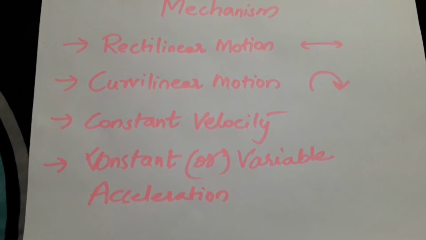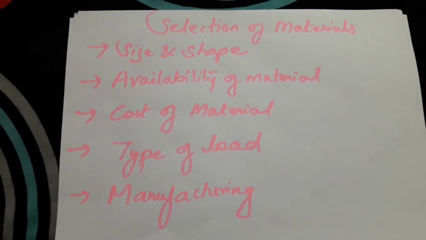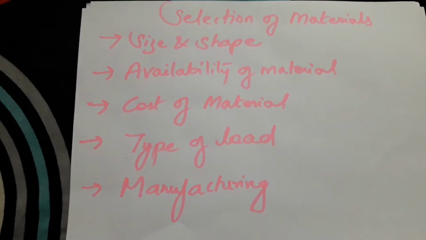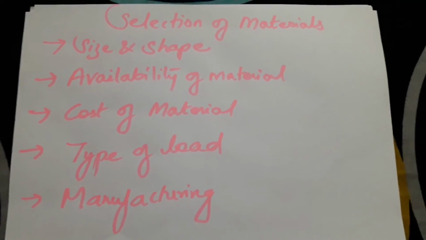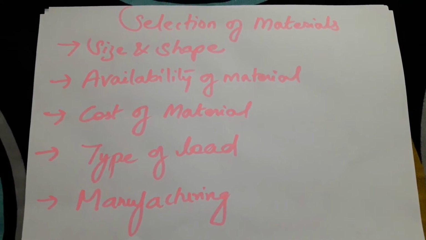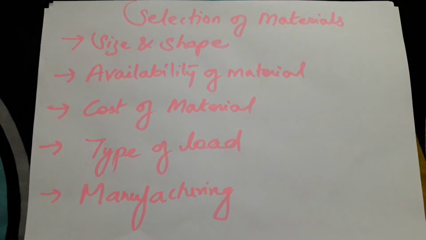So, we are talking about the mechanism, how it should be. Next is selection of materials. This is one of the most important parameters when we are going to design a machine element. The designer must know about the properties of the engineering materials. Then the designer selects the type of required material for the required machine element.